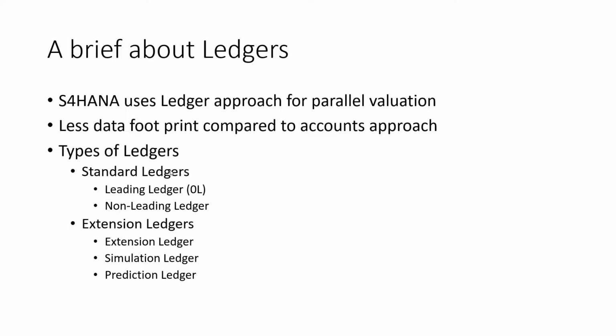We have three types of extension ledgers. We have a standard extension ledger, a simulation ledger, and a predictive ledger. So what is the difference? A standard extension ledger, as we discussed till now, can be used for reporting purposes. The management can use this ledger to play with the data. They can use it for different reporting purposes, different forecasting purposes by using the data that is posted onto a standard ledger. And what is a simulation ledger?